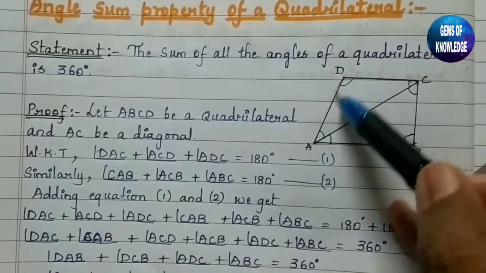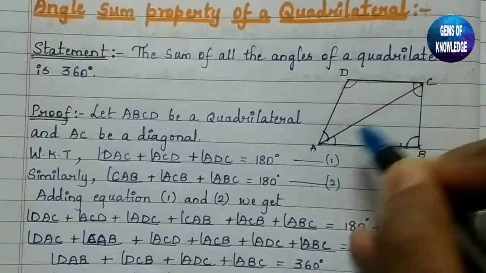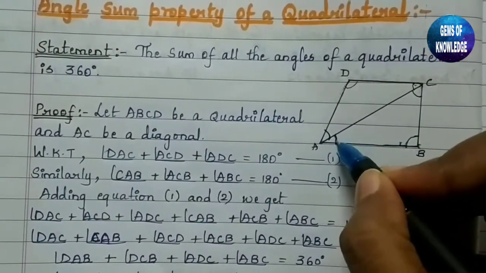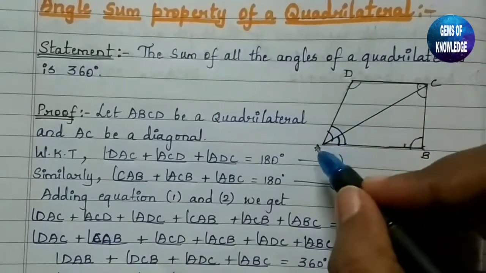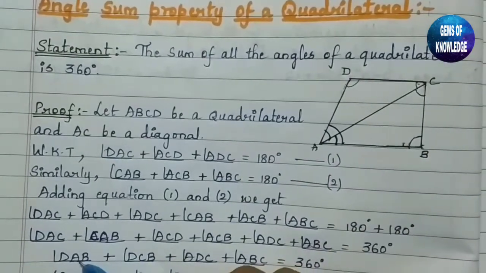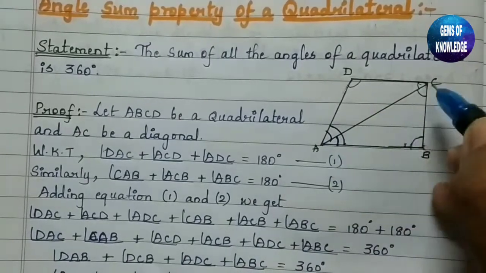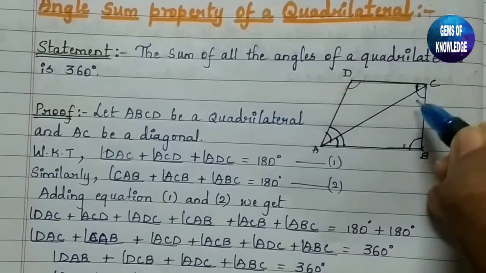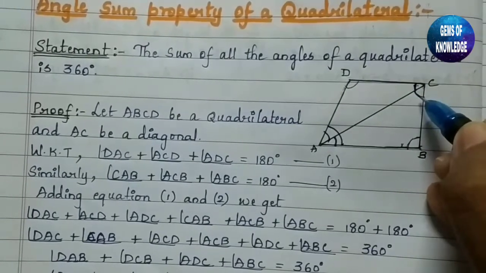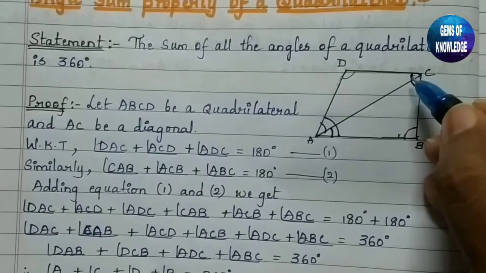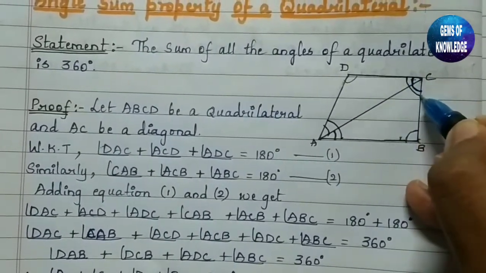So DAC, this angle, plus CAB, this angle, will make this complete angle. So directly we can write DAB. This one we can write as DAB plus ACD, this angle, plus ACB, this angle. Both these angles completely will make the angle DCB, this complete angle DCB.